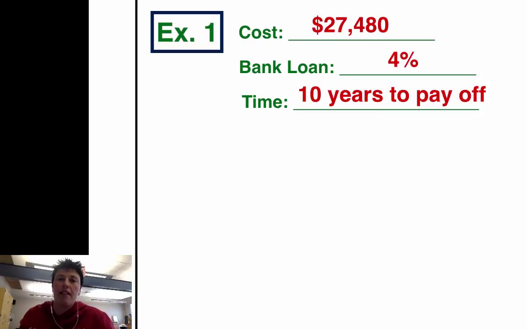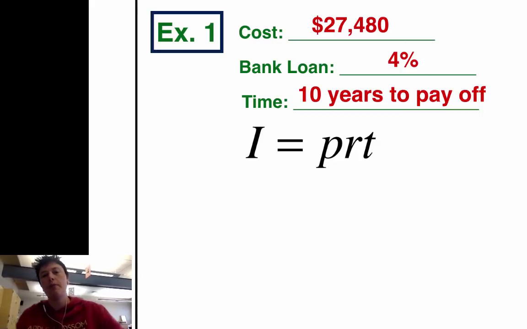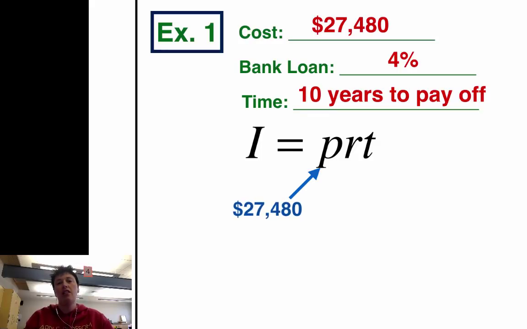So what we've got to do is figure out how much money is that then. So let's go through the math of how this works. We're going to use that simple interest formula. So we're going to write down I equals PRT, principal, rate, and time. In this problem, our principal, our P, is the cost of the car, $27,480. And the rate is the rate that the bank gave us. So the bank is giving us a deal. They're saying, hey, we're going to give you 4%. So rate is 4%. And the time, the T, is 10 years. They're saying you need to pay us back in 10 years.